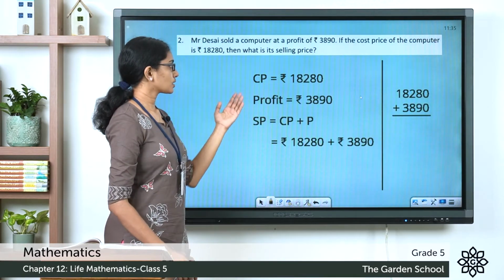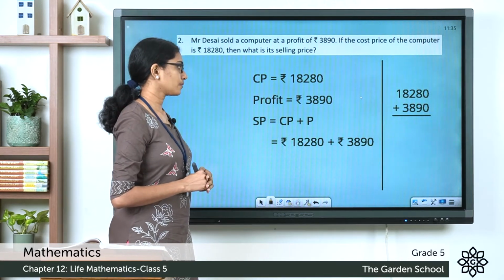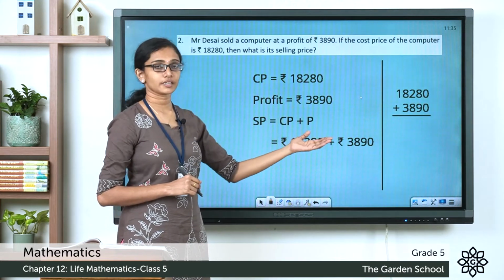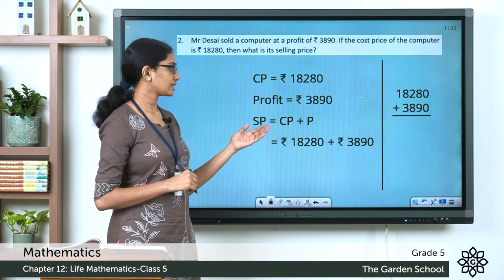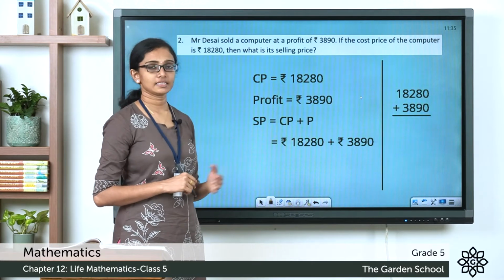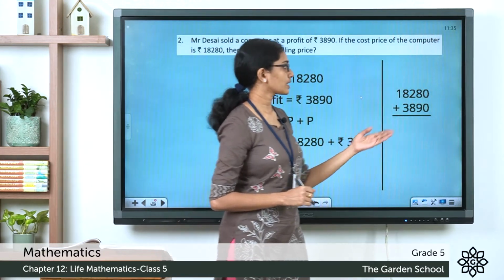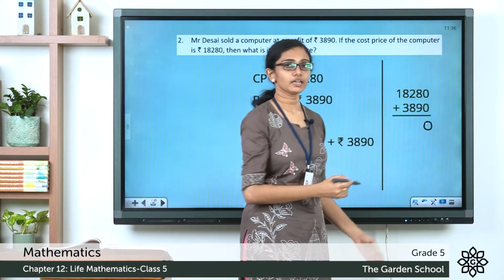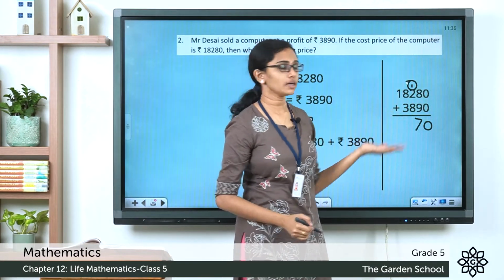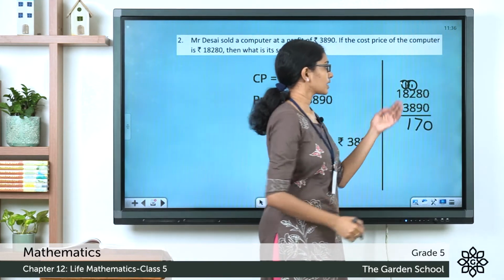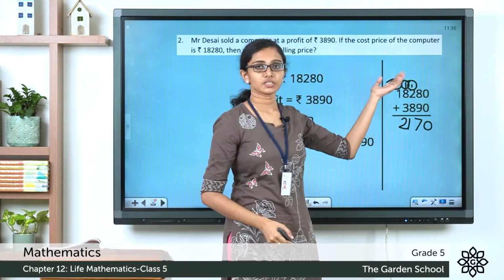The first one, the cost price is equal to rupees 18,280 from the question. Then the profit is equal to rupees 3,890. So let's write the formula. The selling price is equal to the cost price plus profit, and that is equal to rupees 18,280 plus rupees 3,890. So let's do the addition in the working column. So here we have 0 plus 0, 0 here, 8 plus 9, 17, carry over 1, 2 plus 8, 10 plus 1, 11, again I carry over, 8 plus 3, 11 plus 1, 12. Now I carry over here, 1 plus 1, 2.